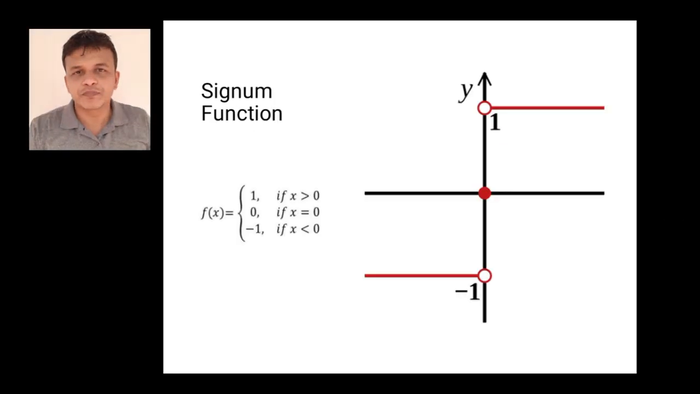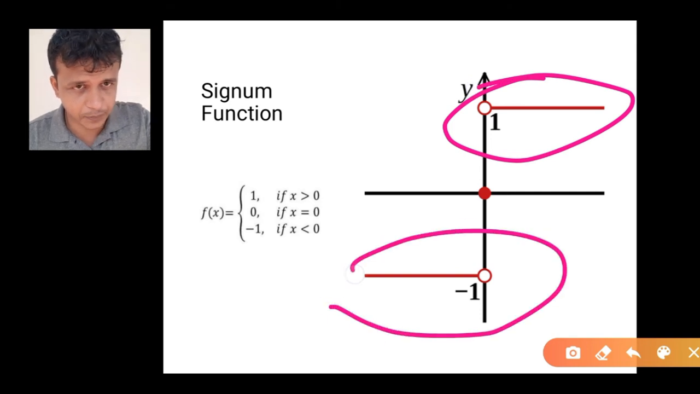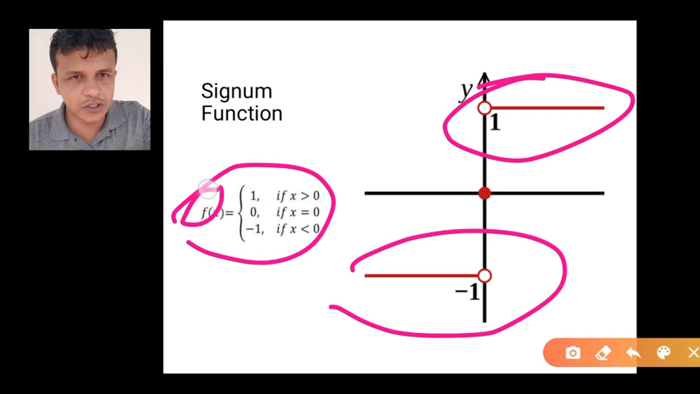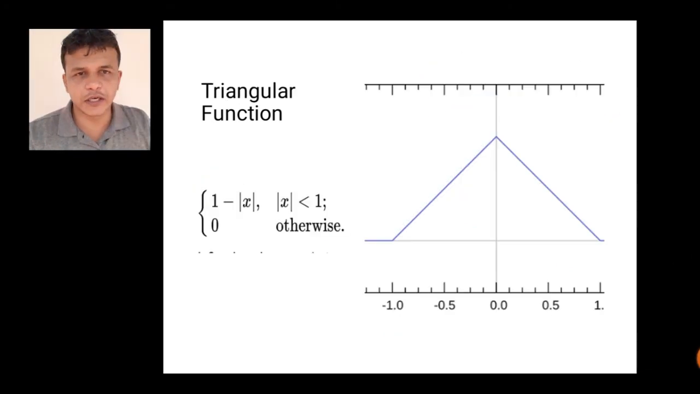Okay, now the next signal, signum function. It is another derivative of step signal. For t greater than 0 the amplitude is 1, for t less than 0 the amplitude is minus 1. So that is given here, and here the notation used is f of x, here it is y, so both are same. Okay, this is related to signum function, and the next one is triangular function.